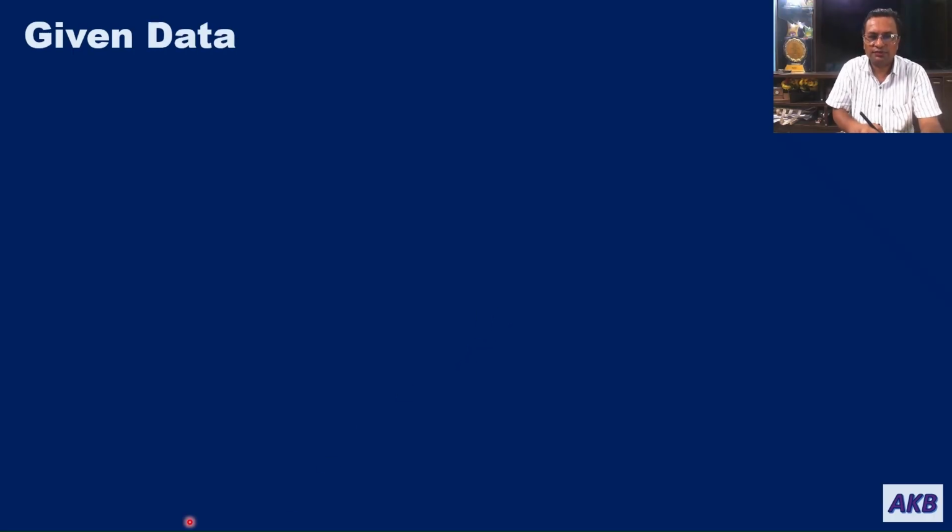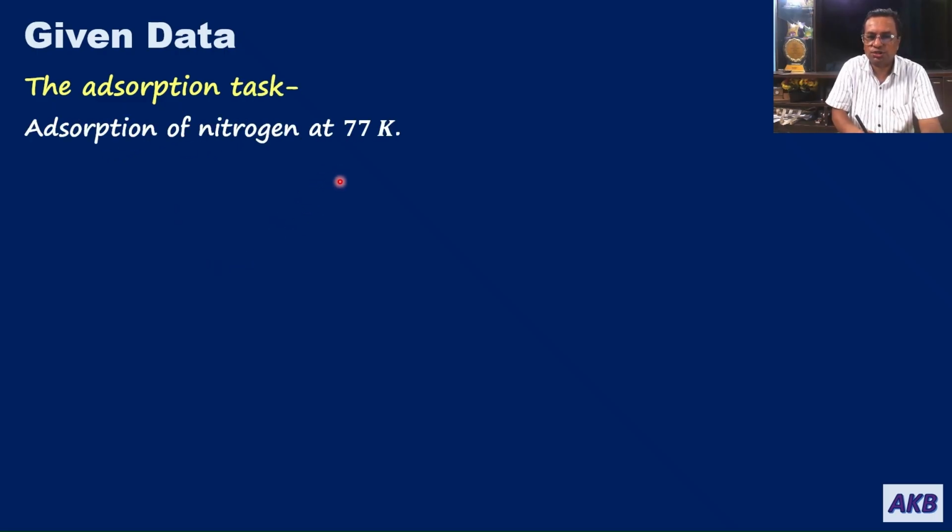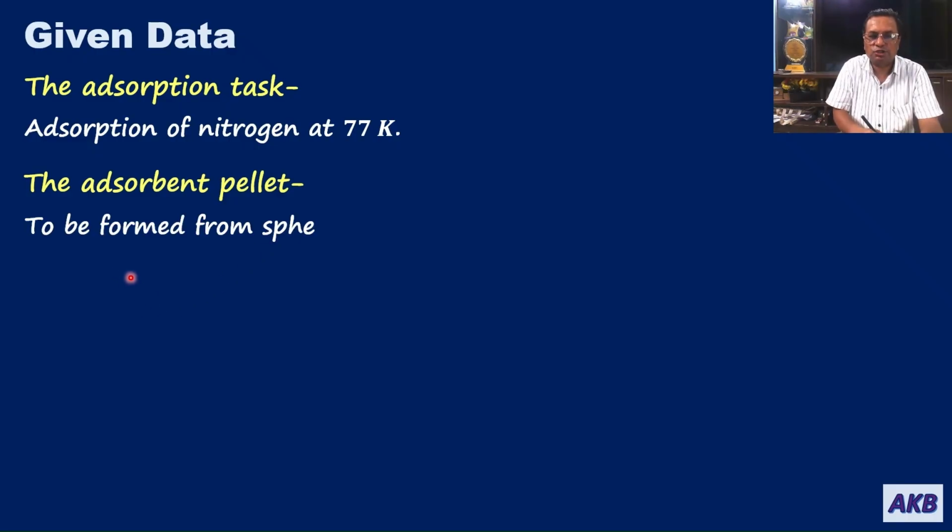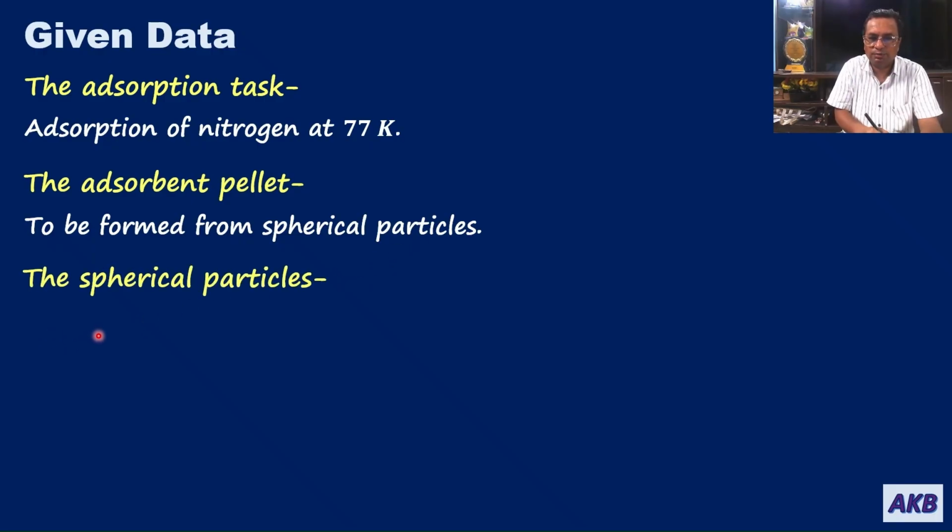First, we will note the data that is given to us. So given data is the adsorption task. What is the adsorption task? Adsorption of nitrogen at 77 Kelvin. The adsorbent pellet that is being used is to be formed from spherical particles, and for these spherical particles, what information is available with us? The diameter of an individual particle is 15 nanometer, that is 15 into 10 to the power minus 9 meter. I'm converting it to meter. Then the density of the particle is given. It is 2290 kg per meter cube.